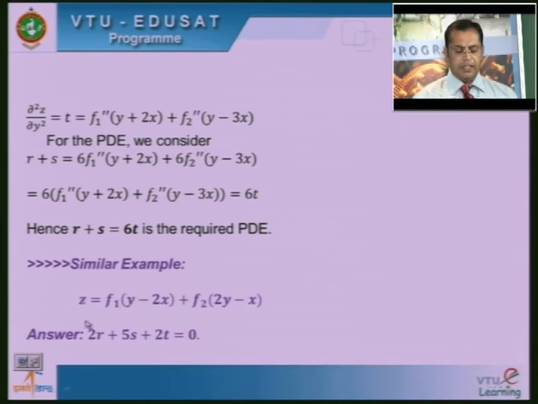A similar example is written here for practice. Form the PDE given z equal to f1 of y minus 2x plus f2 of 2y minus x. The final answer is 2r plus 5s plus 2t equal to 0.